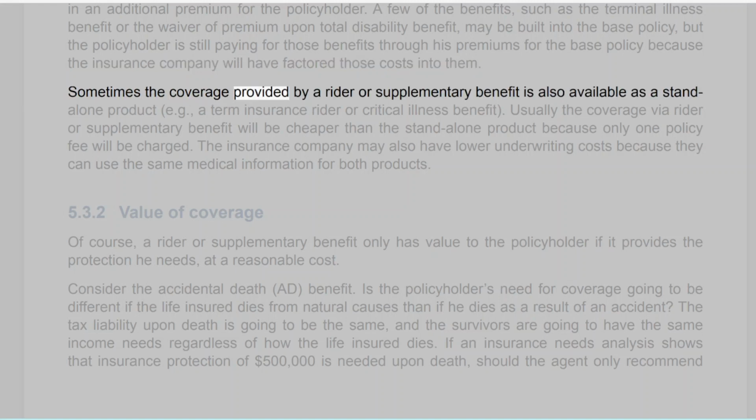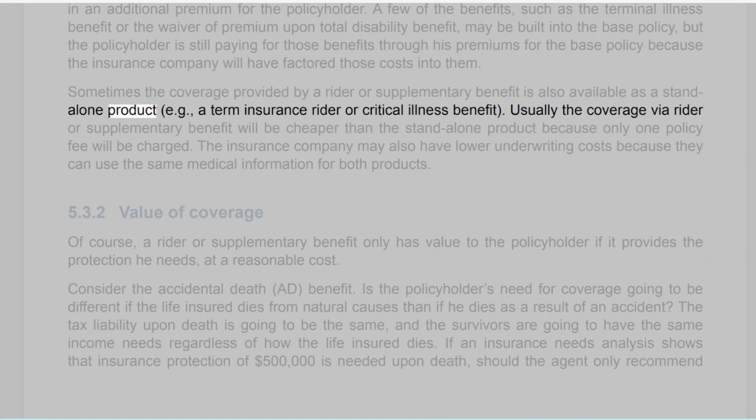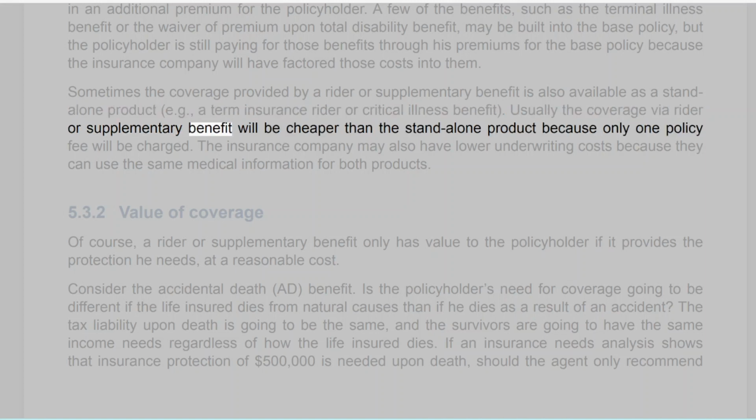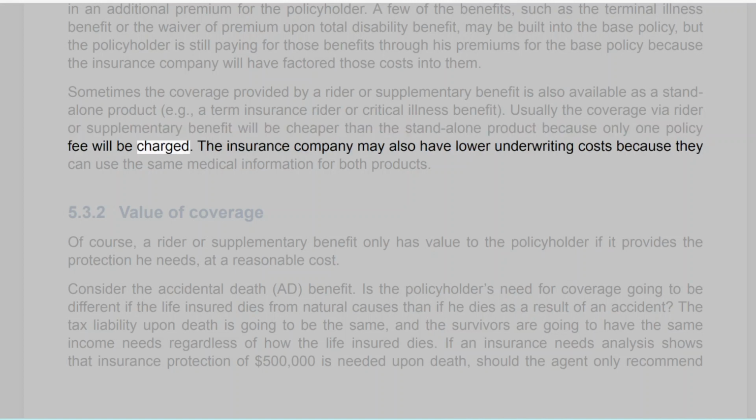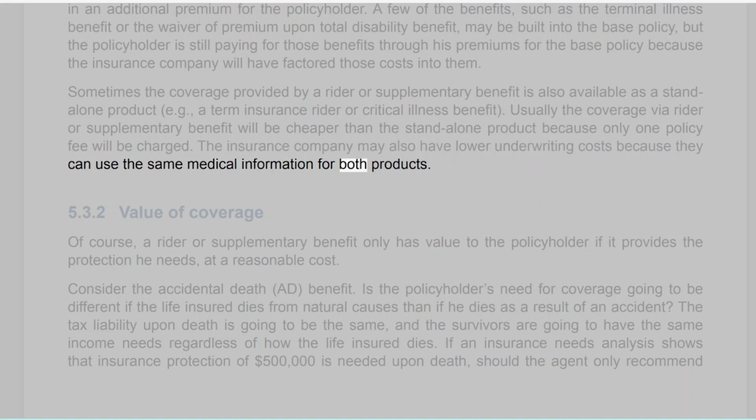Sometimes the coverage provided by a rider or supplementary benefit is also available as a standalone product, example, a term insurance rider or critical illness benefit. Usually the coverage via rider or supplementary benefit will be cheaper than the standalone product because only one policy fee will be charged. The insurance company may also have lower underwriting costs because they can use the same medical information for both products.